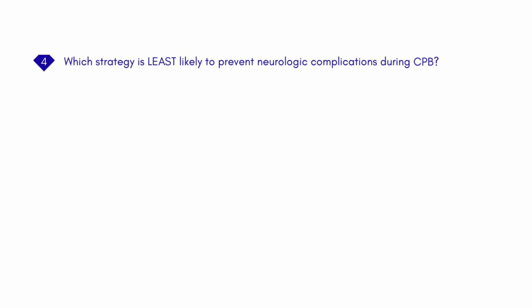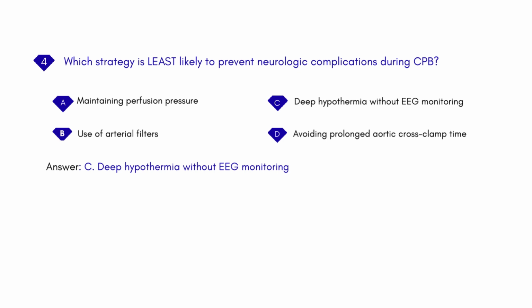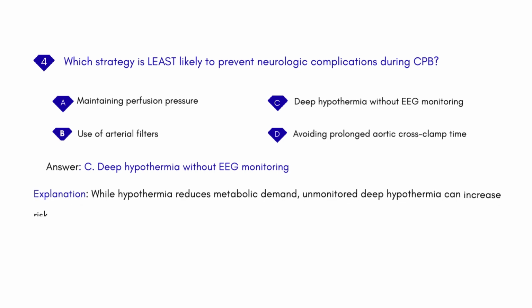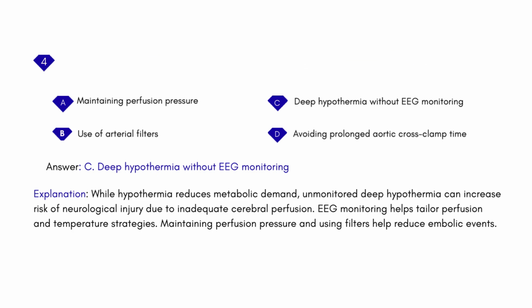Which strategy is least likely to prevent neurologic complications during CPB? A. Maintaining perfusion pressure. B. Use of arterial filters. C. Deep hypothermia without EEG monitoring. D. Avoiding prolonged aortic cross-clamp time. Answer: C. Deep hypothermia without EEG monitoring. Explanation: while hypothermia reduces metabolic demand, unmonitored deep hypothermia can increase risk of neurological injury due to inadequate cerebral perfusion. EEG monitoring helps tailor perfusion and temperature strategies. Maintaining perfusion pressure and using filters help reduce embolic events.